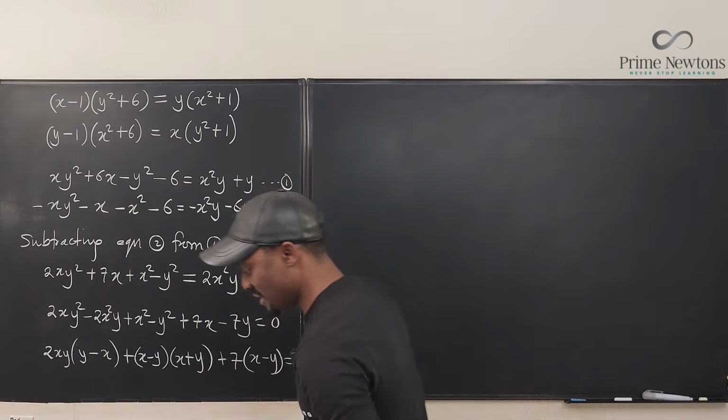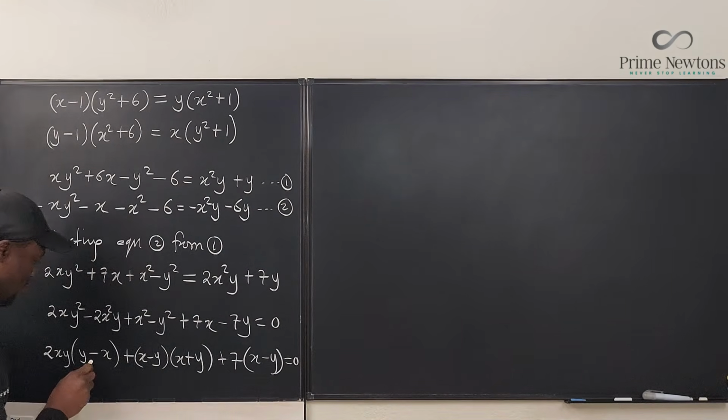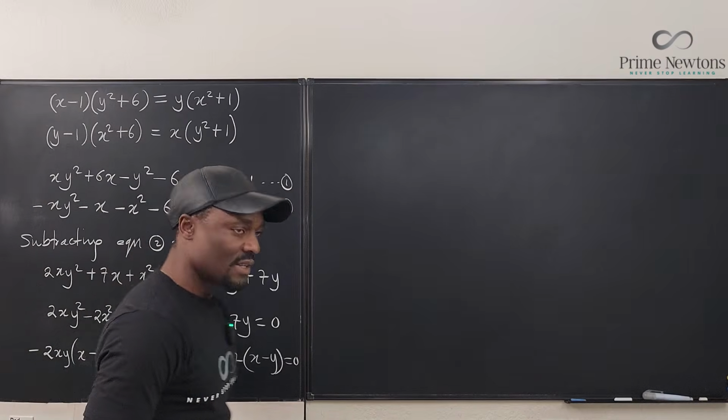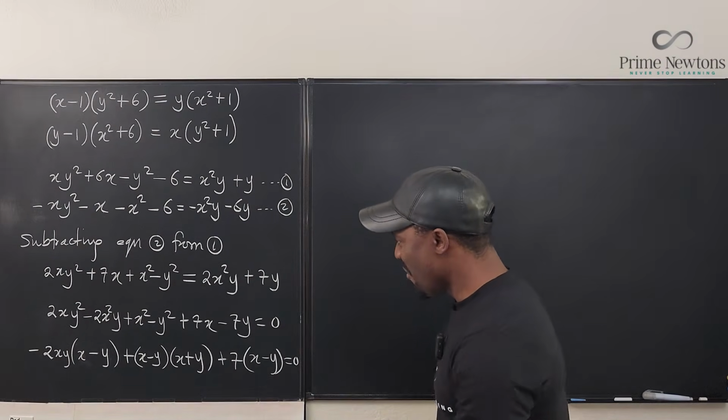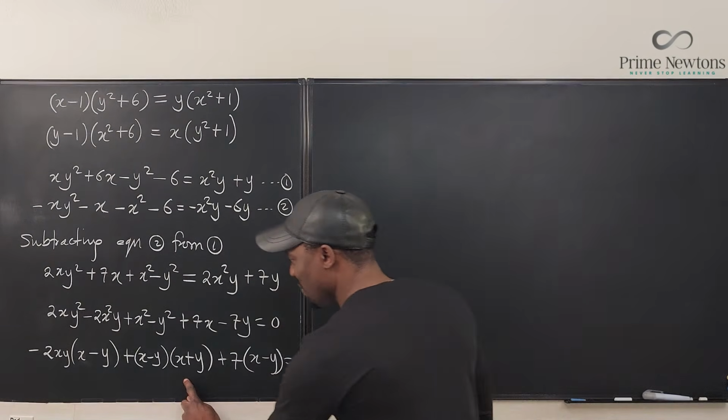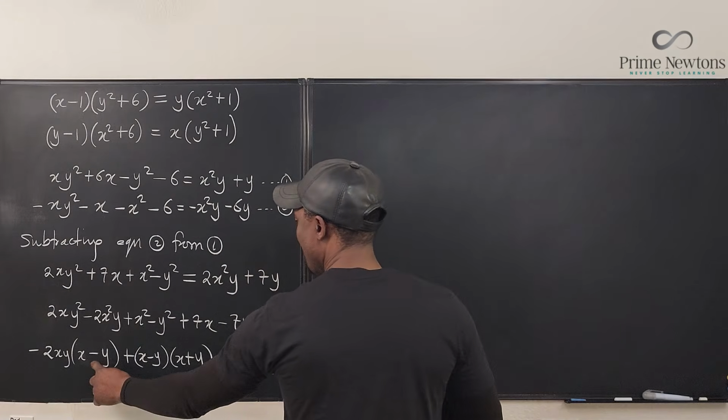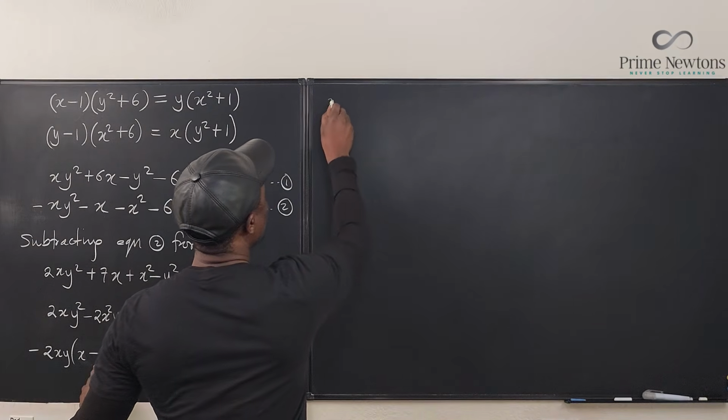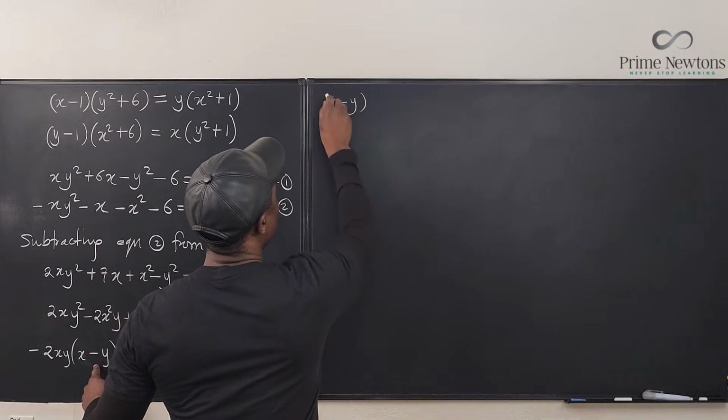So I can rewrite this. Let me rewrite it so it makes it easy. I'm going to pull out a negative and then change this to x minus y. Let's do it. So this is x minus y. So now we can take out x minus y from each of the terms. So here we're going to have x minus y.